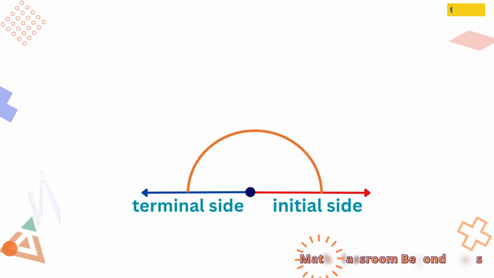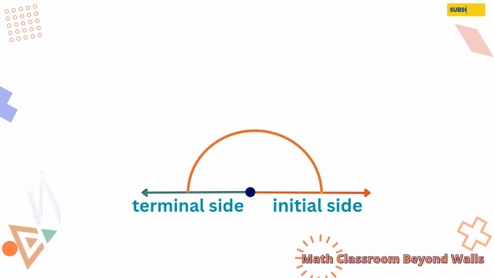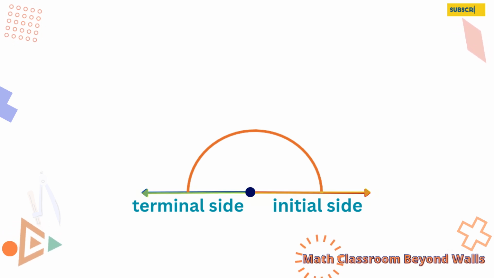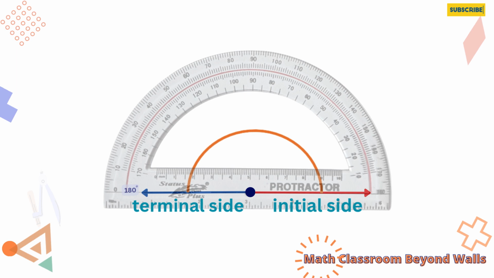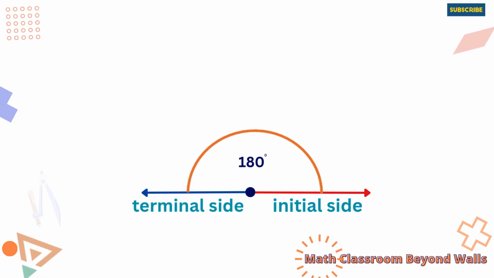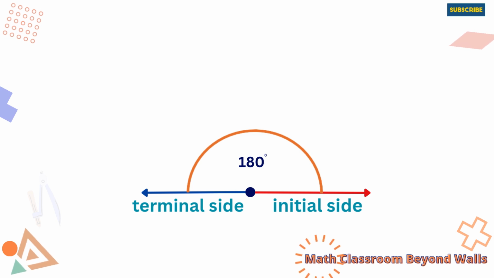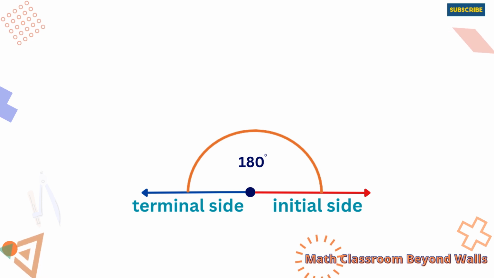What do you notice about the sides of the angle? Correct, they form a straight line. What measure does the protractor show for this type of angle? You're correct again, 180 degrees. So an angle resembling a straight line has a measure of 180 degrees.